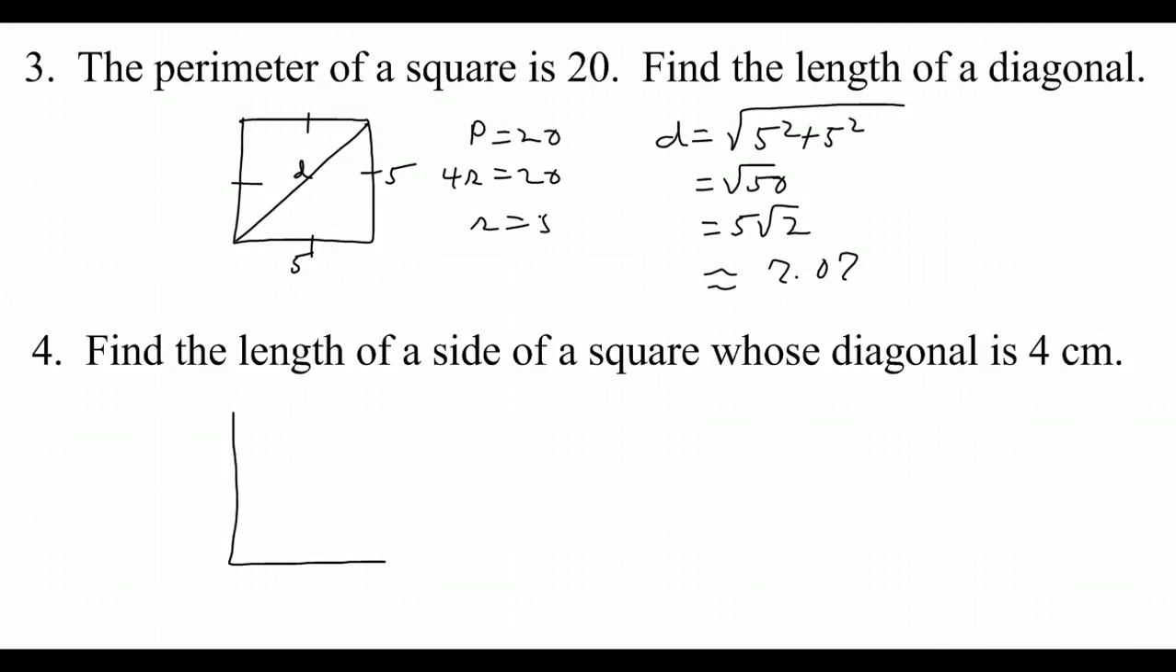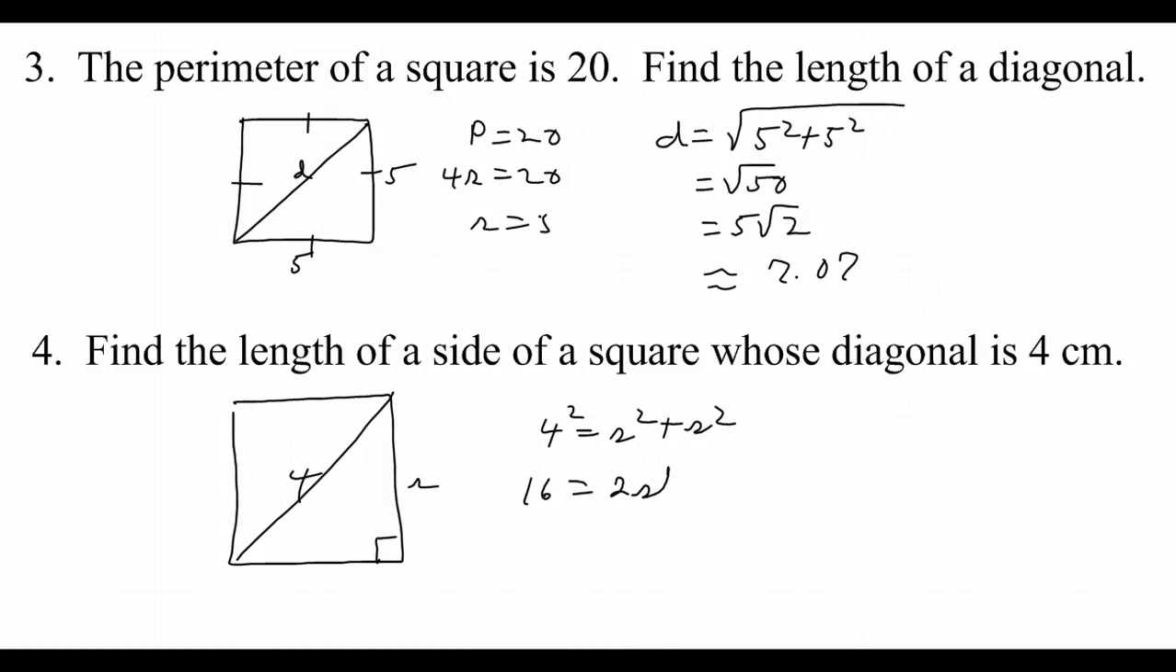Now find the length of the side of a square when the diagonal is 4. So once again, we use the Pythagorean theorem. We see that 4 squared is equal to s squared plus s squared. So 16 is 2s squared. And so 8 is s squared. S is the square root of 8. If I want to simplify that, since 8 is 4 times 2, we know the square root of 4 is 2. So 2 square roots of 2 is s, which makes it approximately equal to 2.83.